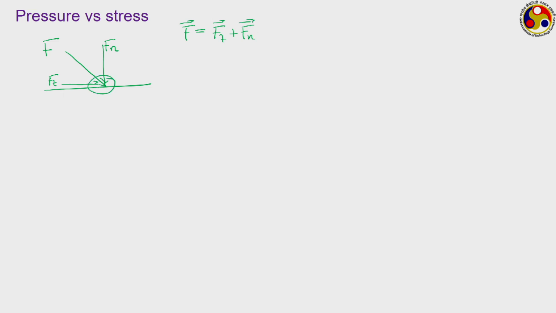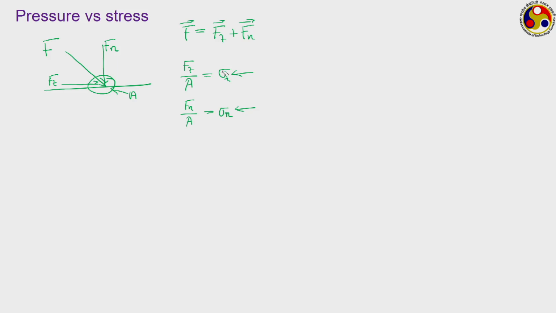Now, if we take a unit area around this point of application of this force such that this area is A, then Ft by A, the magnitude, let us write it as sigma t, and similarly Fn, the normal component of force divided by area, let us write it as sigma n. These are the two stresses that are acting at this particular point. This one is the tangential stress, this one is the normal stress. Then what about pressure? Actually, none of these two are stresses.